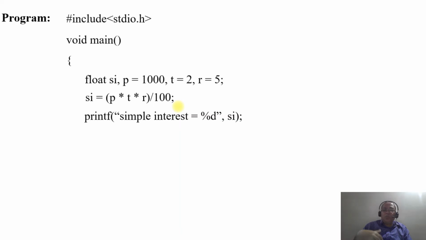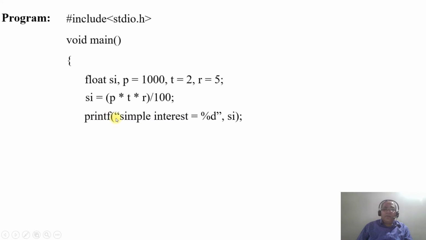But how to get the output? Once it calculates the value, it should be displayed on your screen. Otherwise, what happens if you don't give this particular statement? It will not be able to display the calculated value of simple interest. So then we need to give the printf statement.